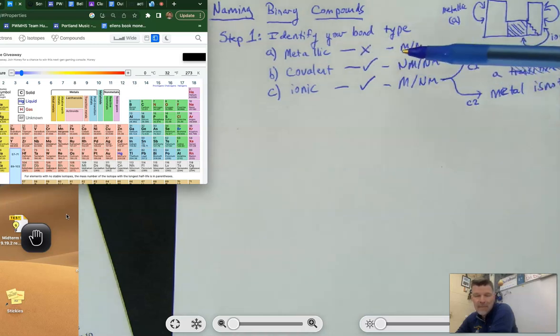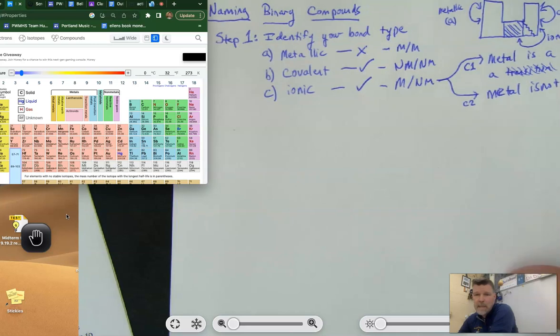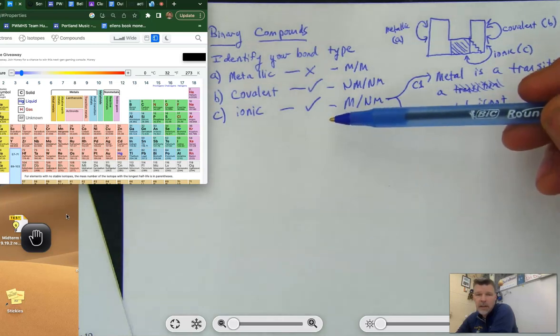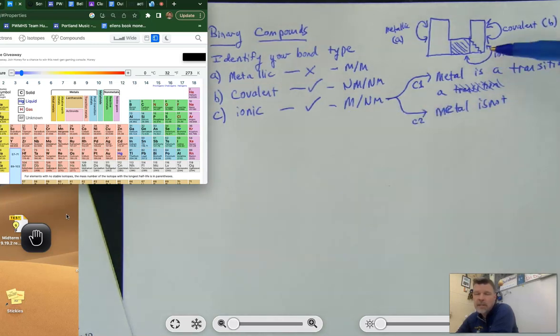So we have metallic, because when they're both from this side of the periodic table, that's rule set A. But we can't name those. So there's going to be an X. Covalent is when they're both from non-metal. That's over here. That's where we're going to have rule set B. And finally, C is when they are ionic, and that's one from both sides.